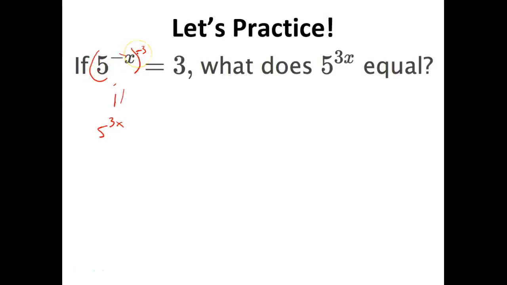If I do that to the left side, I have to do that to the right side. 5 to the 3x equals 3 to the negative 3. Well, that's exactly what it's asking. What does 5 to the 3x equal? It equals 3 to the negative 3. 3 to the negative 3 is the same thing as 1 over 3 to the third, which is 1 over 27.